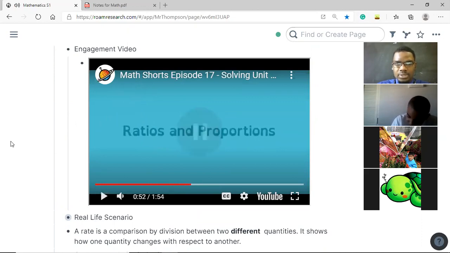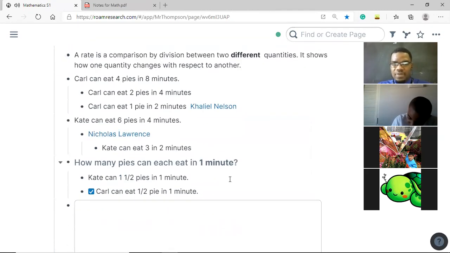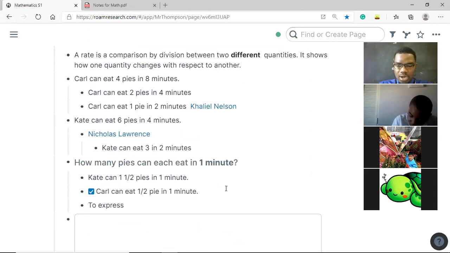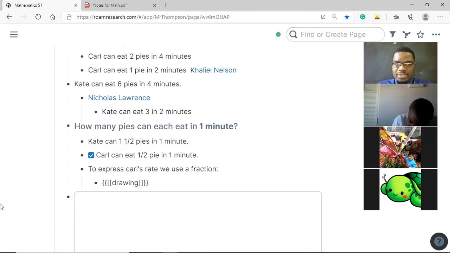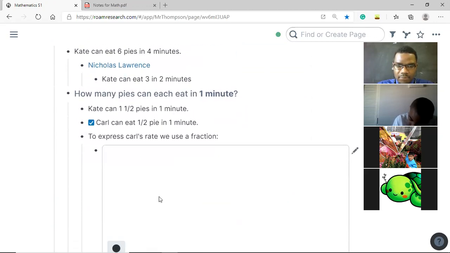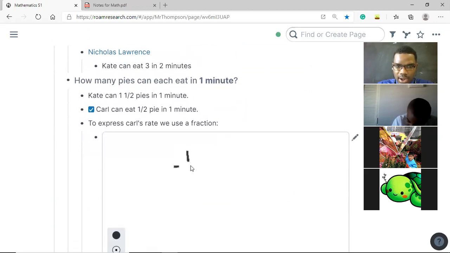Ratios and proportions. So to express this value as a rate, write this for me. To express Carl's rate, we use a fraction. You're going to write this in your book. We're going to say 1/2 divided by 1.